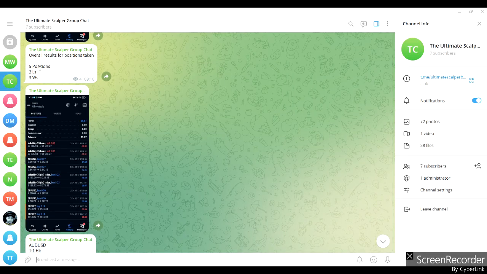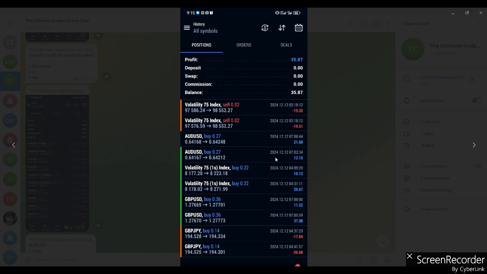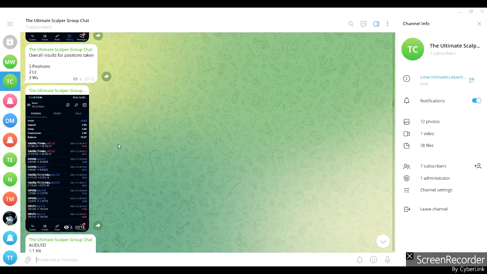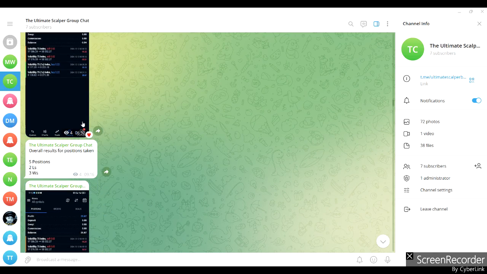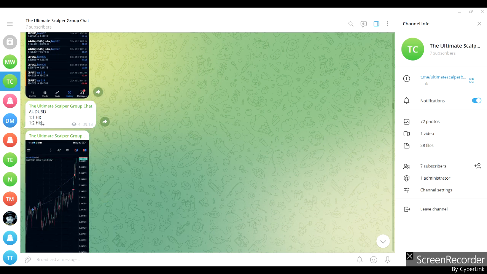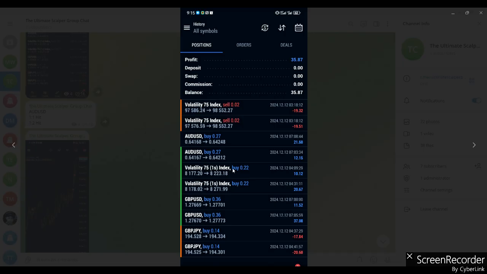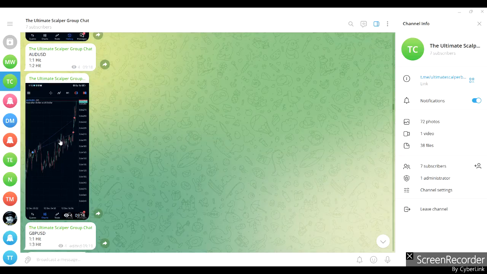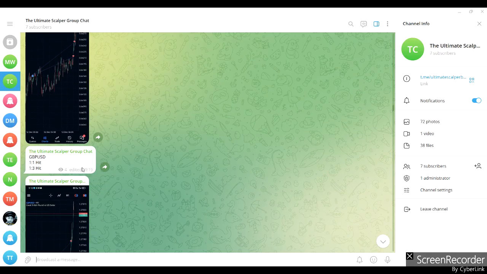At this point in time, we had taken 5 positions, 2 losses and 3 wins, and we were looking at $35 in profit. This is how we were looking. I think I did not record some of the trades there, but yeah, AUD USD, it hit 1:1, and then the second trade hit 1:2, which is here. 1:1 was this one, and the 1:2 was that one. This is how it was looking.